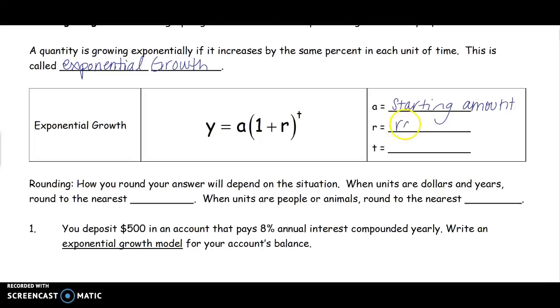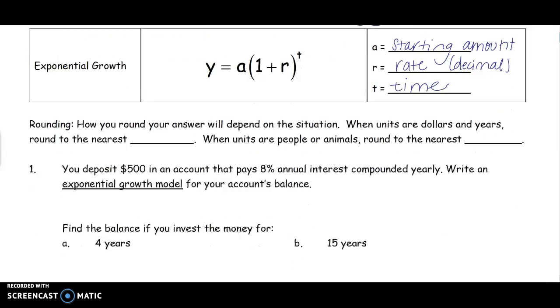R is your rate. It's a percent that you will get, like in the next problem, a rate of 8%, and it's always given as a decimal. So if I gave you a 5% rate, the equivalent decimal is 0.05. You always move your decimal place to the left 2. And t is your time. So this is over an amount of time.